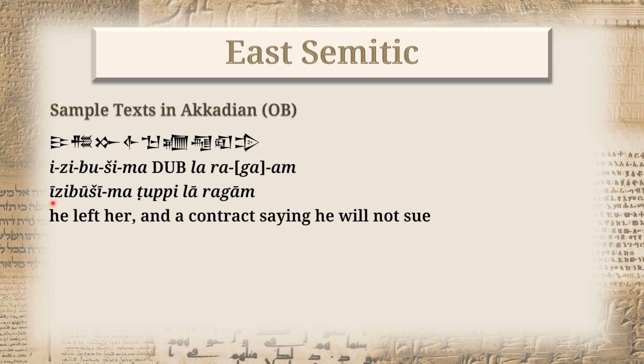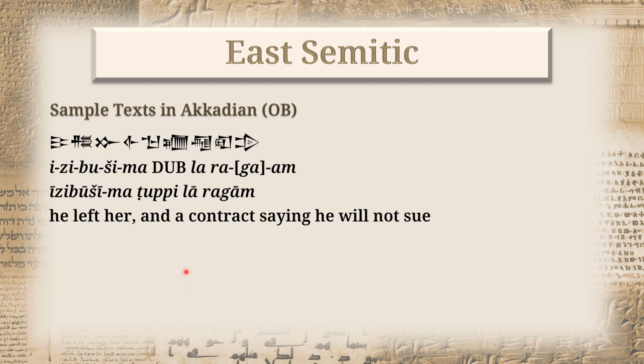And now the verb idzibu shima. So idzibu or idzib, he left, she, her, and the ma just means again, it goes on. So apparently he left her, his wife, when she was 20 years old. Keep in mind, people got married at a young age, and I think women in Old Babylon got married at 14 or 15 or something. So they were probably married for a couple of years when he left her at her age of 20.